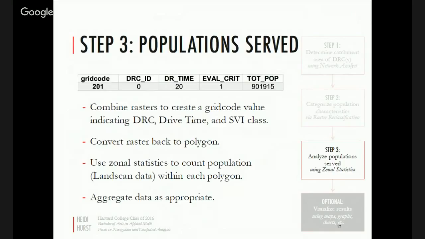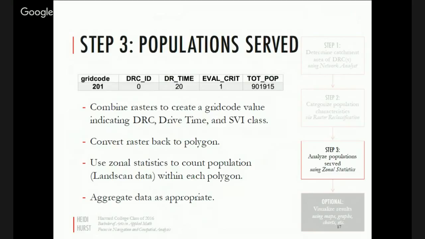And then the final step is to aggregate that data as you see fit. So for example, the row that I'm showing at the top of this, grid code 201, corresponds to DRC ID 0, which means all of the DRCs together, drive time 20 minutes, and I think for this, one was the most vulnerable people. So here you can see that there are 900,000 high vulnerability people within a 20-minute drive time of any DRC. Does that sort of make sense?